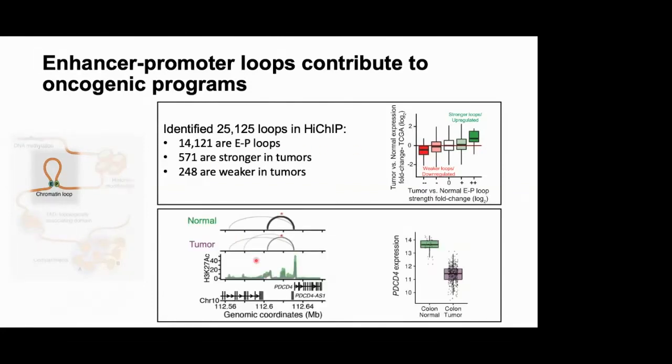This is an example in which this gene, PDCD4, a tumor suppressor gene, is linked to an upstream enhancer through this loop that is significantly getting lost in the tumor samples. And when we went and looked back at TCGA data, we saw that indeed the expression of this gene is quite low in tumors compared to the normals. So all of this indicates that enhancer-promoter loop changes contribute to oncogenic program rewiring.